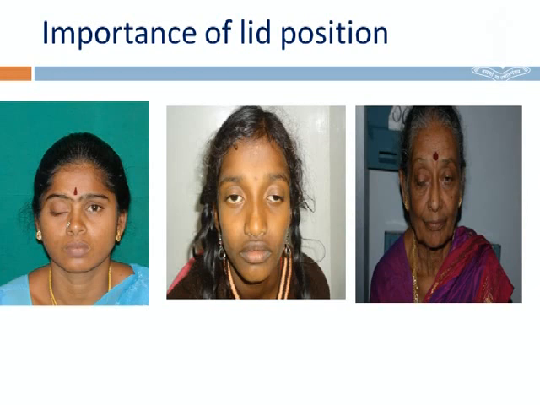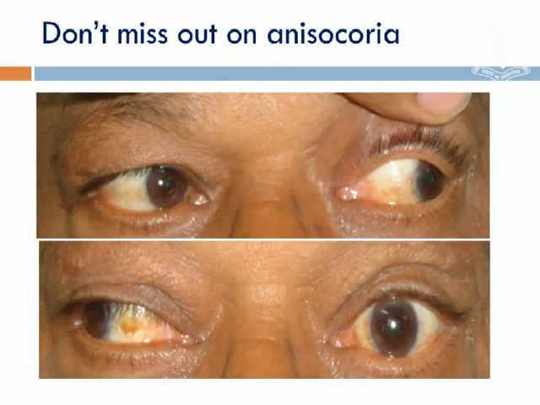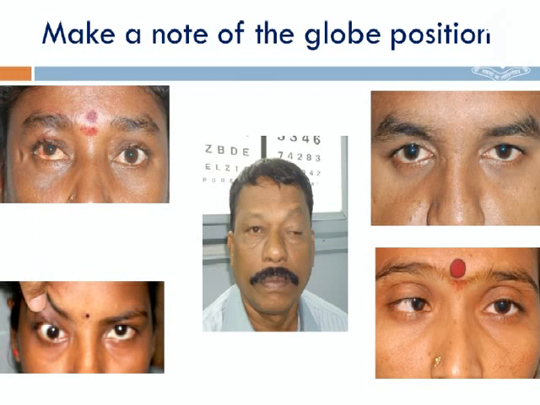The next is lid position. Is it a complete ptosis or an incomplete ptosis, which is bilateral, which is variable, which will be discussed by my colleague? So all these points have to be noted. Last but not the least, you should not miss out the pupil. You should never miss the pupil size, whether there is any anisocoria. Next, make a note of the globe position, whether the eye is in an adducted position or an abducted position. You have to make note.